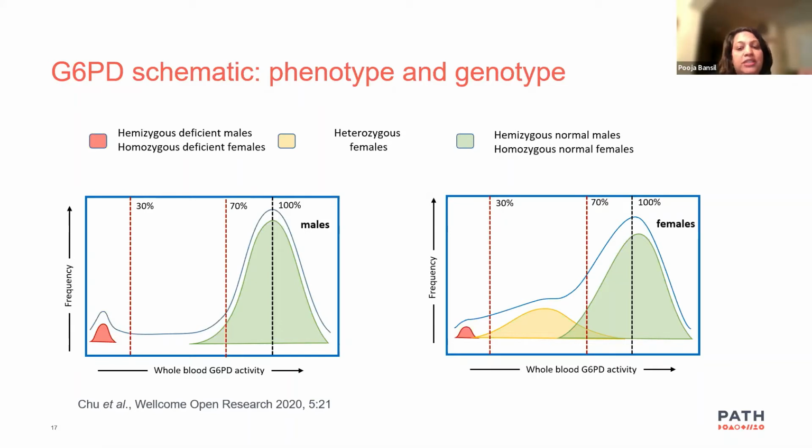Males with a normal G6PD allele and females with 2 normal alleles tend to have G6PD activity that follows a normal distribution around the 100% median, shown in green. Heterozygous females, shown in yellow, with 1 normal and 1 deficient G6PD allele can express a range of G6PD activity ranging from less than 30% to greater than 70%, with the majority falling in the intermediate range between 30 and 70% activity.